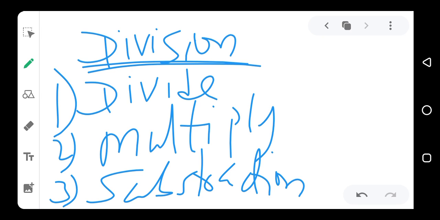If we are doing division, every problem has the dividend, the divisor, and the quotient. What we are dividing is called the dividend. What is dividing it is called the divisor, and the answer we are getting is the quotient.